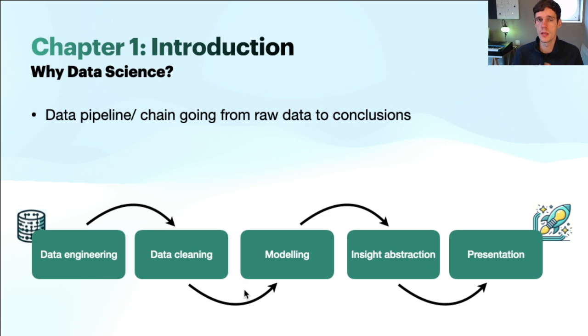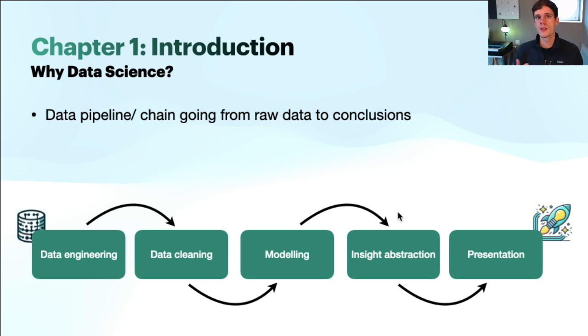Now, this could be a prediction using a machine learning model, or it could be implementing an algorithm that gets out what you want, but it doesn't have to be all that complex. It could be a simple aggregation function, for instance, taking the mean or looking at the distribution of your data. Then after the modeling is done, you get to the data insights abstraction.